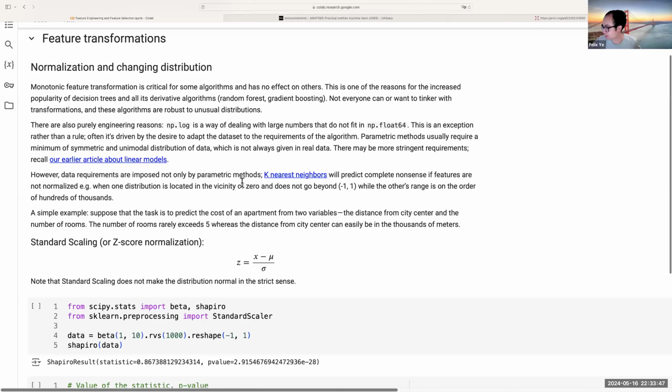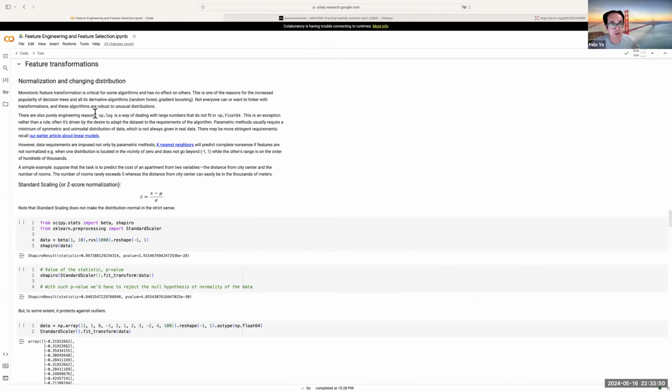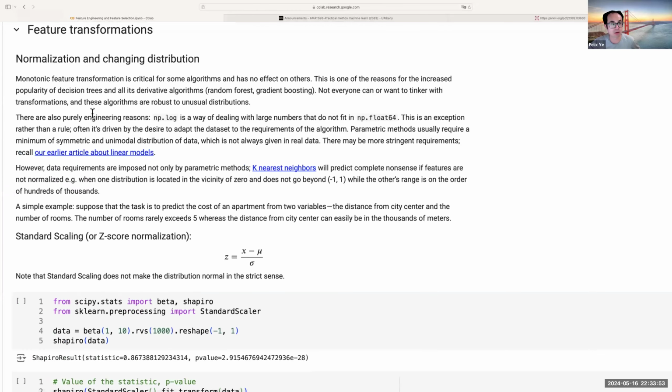The second part is feature transformation. Feature transformation is also one of the very important things. I think we have talked about this in the last part. Basically, some methods like to have the data roughly in Gaussian shapes. If the data has various different scales, sometimes you might have problems.